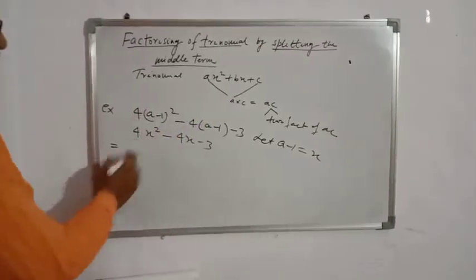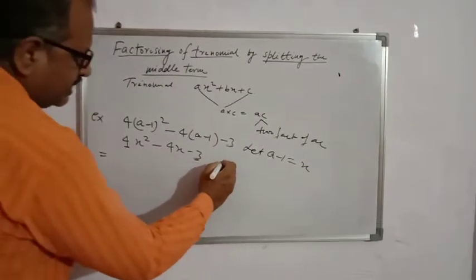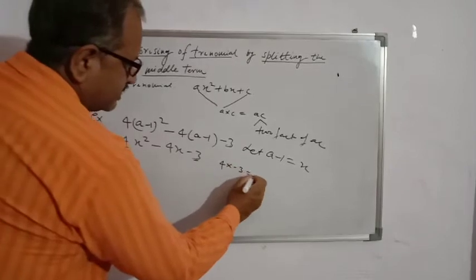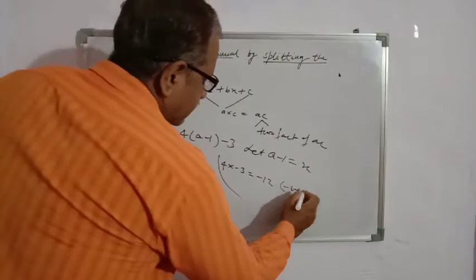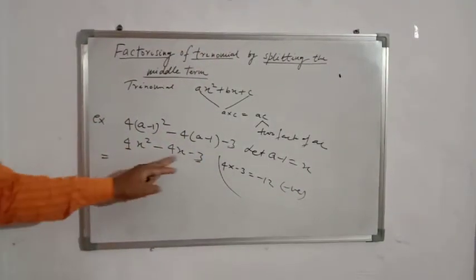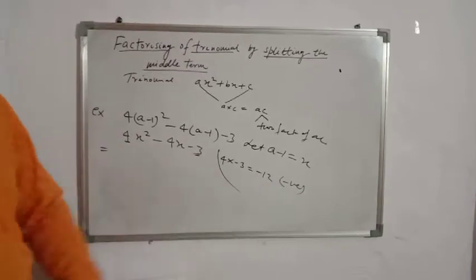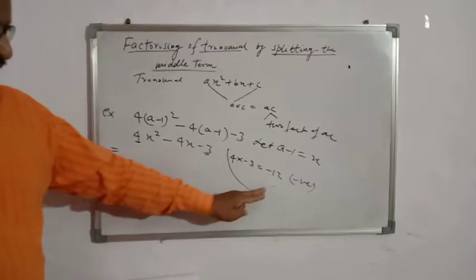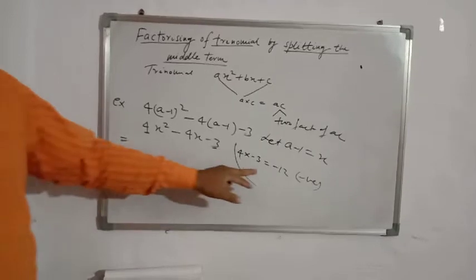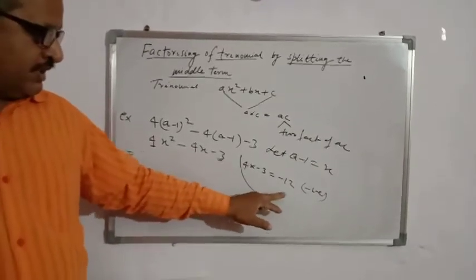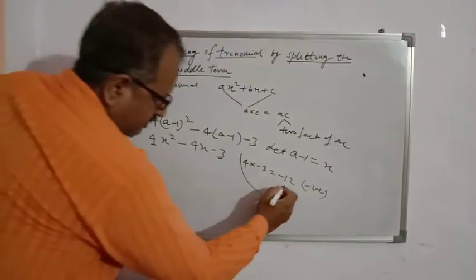Apply this method. What is the coefficient of x square here? 4. Constant term c is minus 3. So we will multiply 4 into minus 3. It is minus 12. Minus 12 means negative. Since the product of a and c is coming negative, it means we have to select two factors of 12 such that their product is 12 but the difference will be the middle term 4.